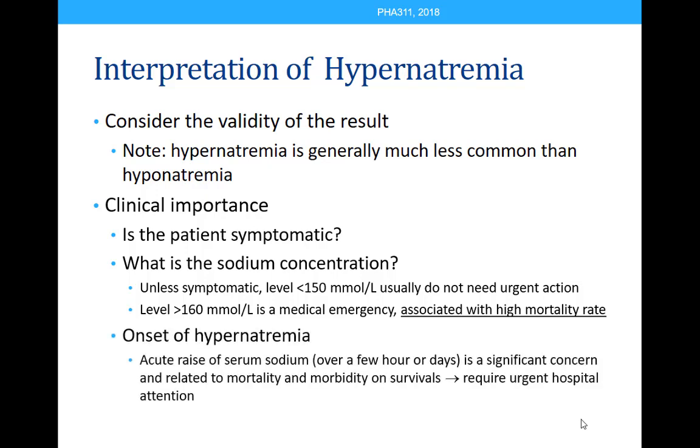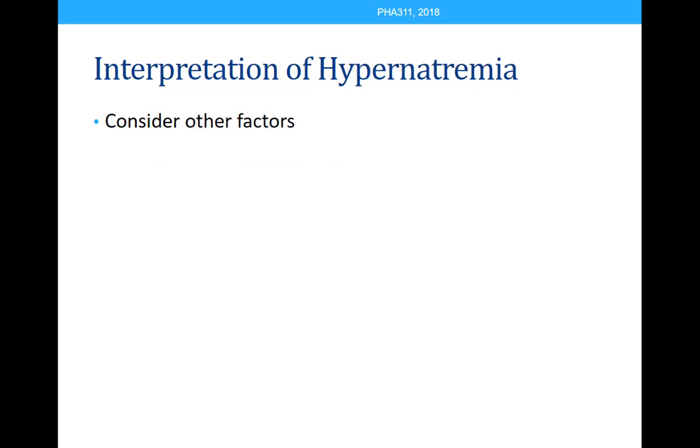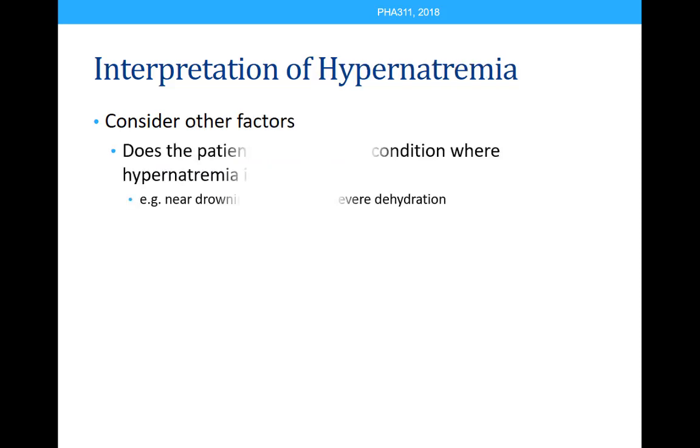Onset again would depend, whether it's acute or chronic. Acute rise of serum sodium is a significant concern and related to mortality and morbidity. So, it requires urgent hospitalization. Again, same points, consider other factors. Does patient has a known condition where hypernatremia could be normal? For example, near drowning in seawater. A lot of seawater, a lot of sodium, right?